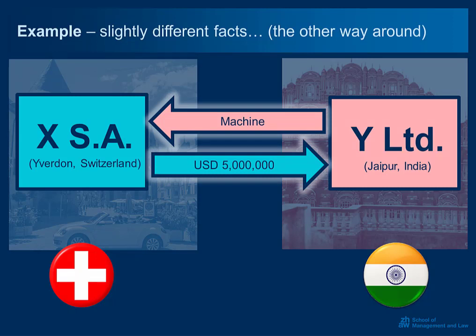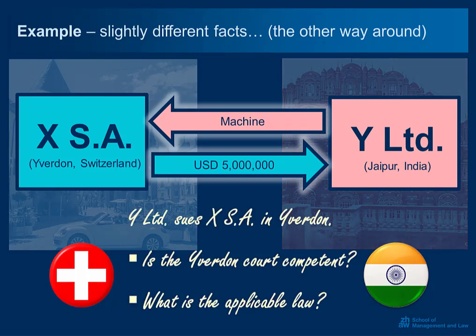So what about this case? Let's assume that Y Limited wants to sue XSA in Yverdon because XSA refuses to pay the amount of $5 million, saying that that machine doesn't function properly, which according to Y Limited is not true. So in such a situation, is the court in Yverdon competent? And what would be the applicable law?